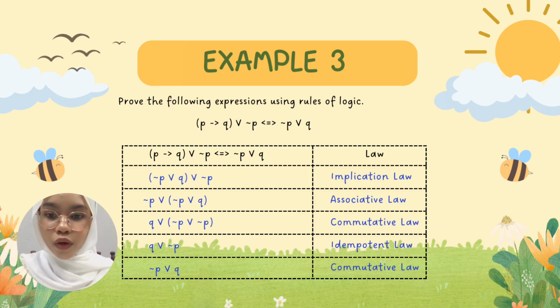Next, not P or (not P or Q), using the associative law. Q or (not P or not P), using the commutative law. Q or not P, using the idempotent law. Last but not least, not P or Q, using the commutative law. Then we can express this expression using rules of logic.